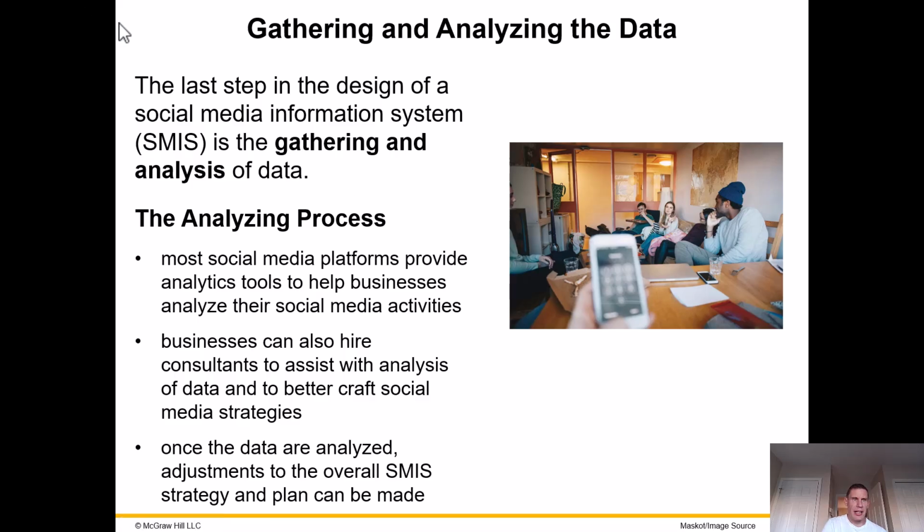And then the last step in the design of a social media information system is the gathering and analysis of data. So the analyzing process is kind of done as follows. Most social media platforms provide analytics tools to help businesses analyze their social media activities. Businesses can also hire consultants to assist with analysis of data and to better craft social media strategies. Now, once the data are analyzed, adjustments to the overall social media information system strategy and plan can be made.